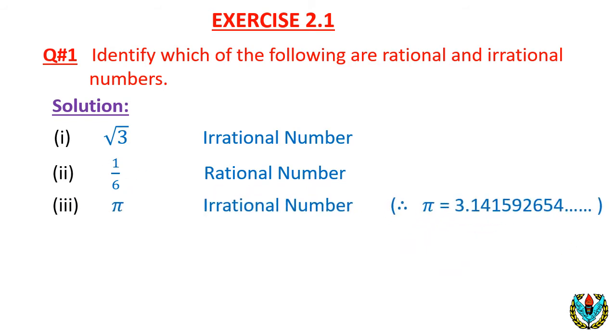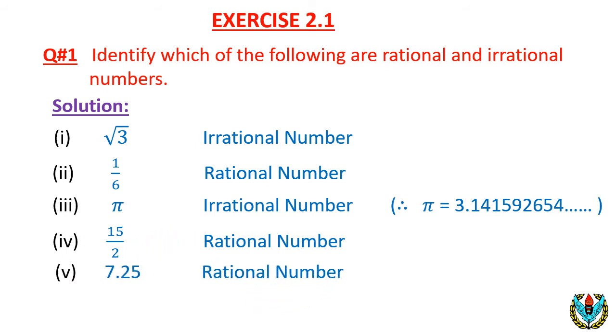Part 3. Pi is an irrational number because the decimal representation of pi is non-terminating, that is, has no end, and the numbers in the decimal representation are not repeating. Part 4. 15 by 2 is again a rational number because both numerator and denominator are integers. Part 5. 7.25 is a rational number because its decimal representation is finite. Part 6. Under root 29 is an irrational number because the number under the square root is 29 and is not a perfect square.